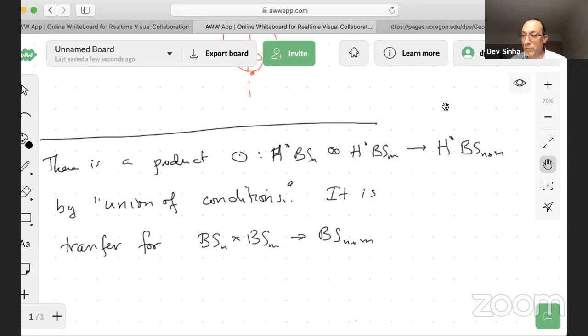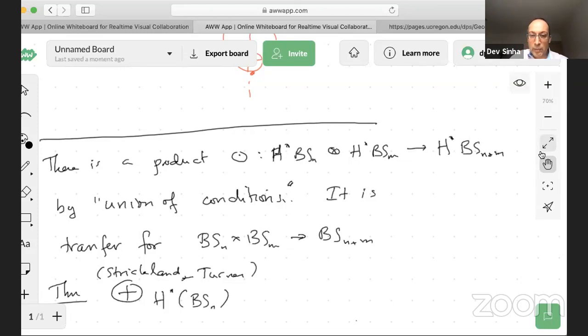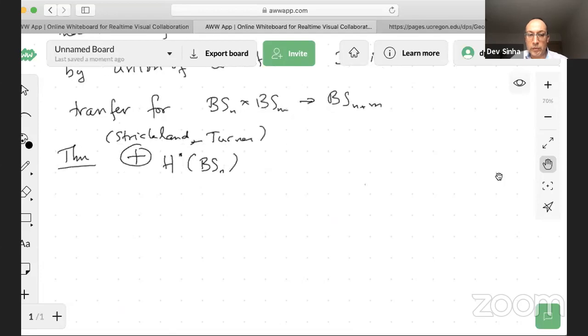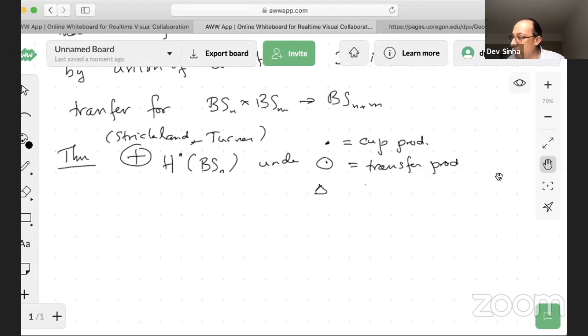Well, it was first considered by Neil Strickland and Paul Turner, and in fact, they found that if you take all the cohomology of BSNs together, just as the homology had this algebra structure, it has a cup product because we're in cohomology. It's got the transfer product. And this is the coproduct, so it's dual to the product that we talked about on homology.